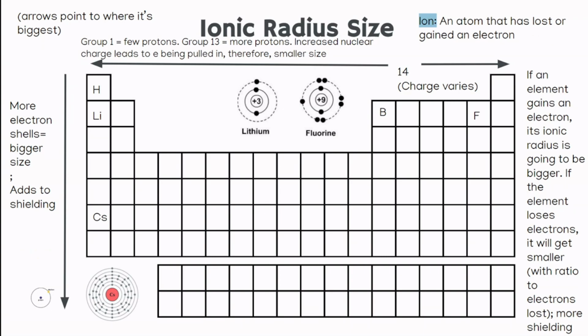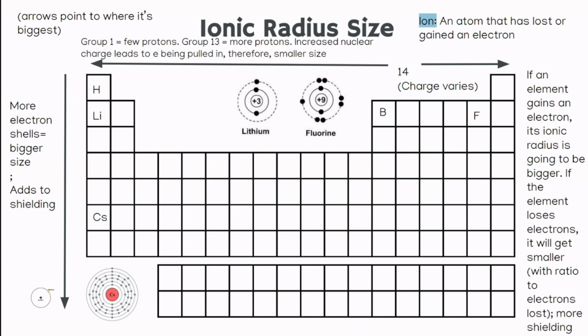But now we have ionic radius size. Ionic radius size is when an atom goes through ionic bonding and becomes an ion. An ion is an atom that has lost or gained at least 1 electron. This can be 3 electrons, 2 electrons. It really depends on where it is on the periodic table.